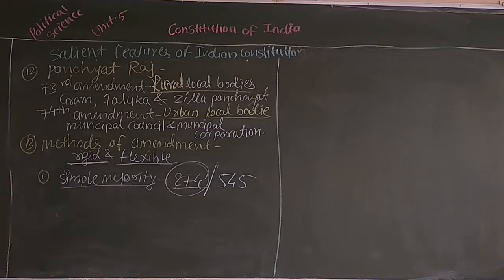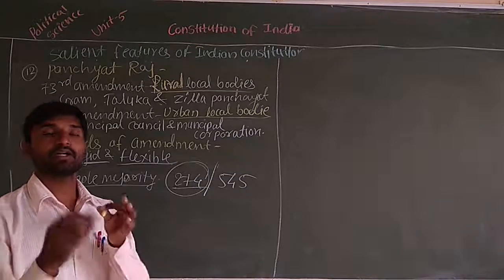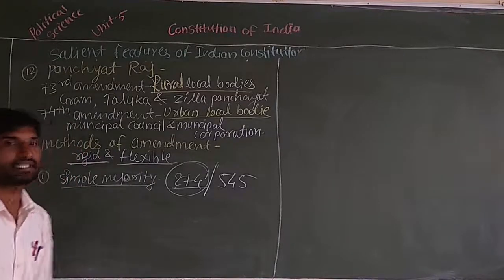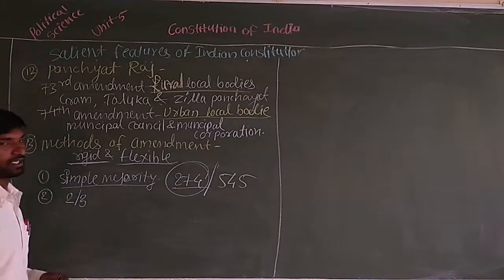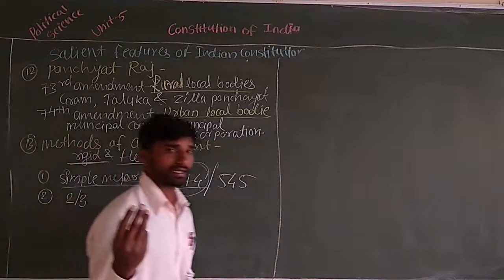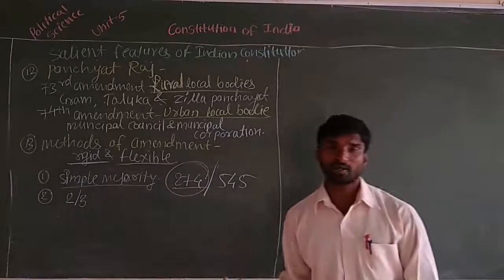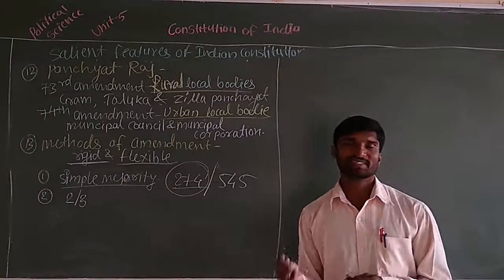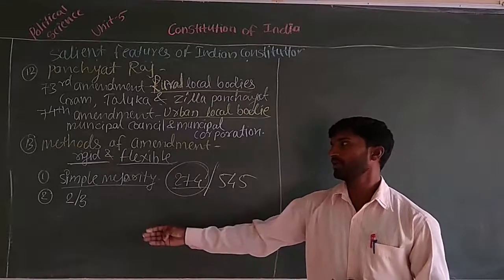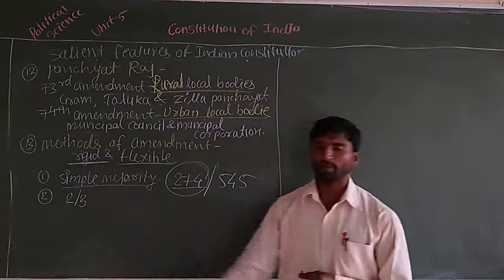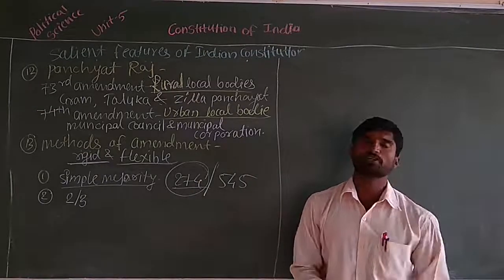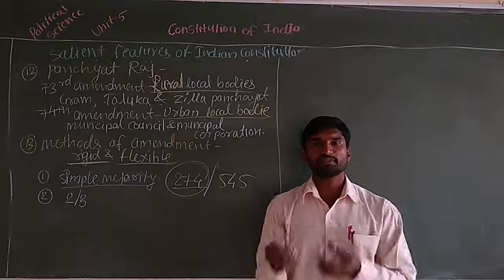Second, certain amendments, certain other provisions, can be amended by a difficult method, where 2/3 majority is needed. 2/3 majority means nearly more than 65% of the votes are needed. Here just a simple majority, more than 50%. But the second amendment, which needs a special procedure, needs a 2/3 majority.